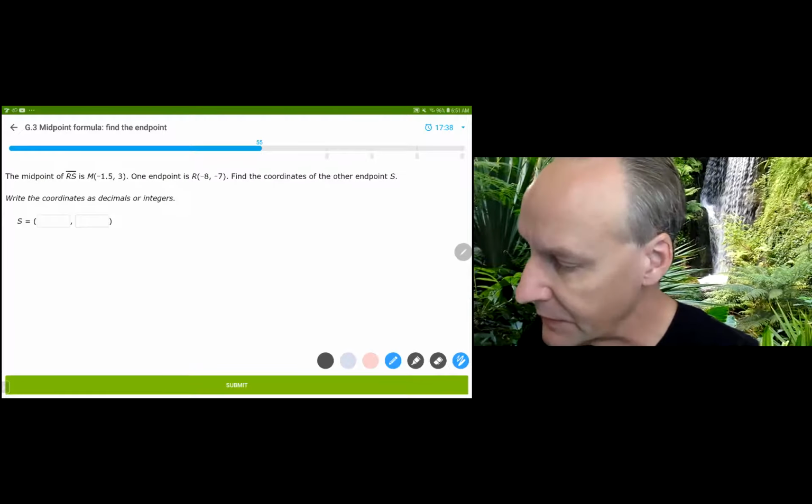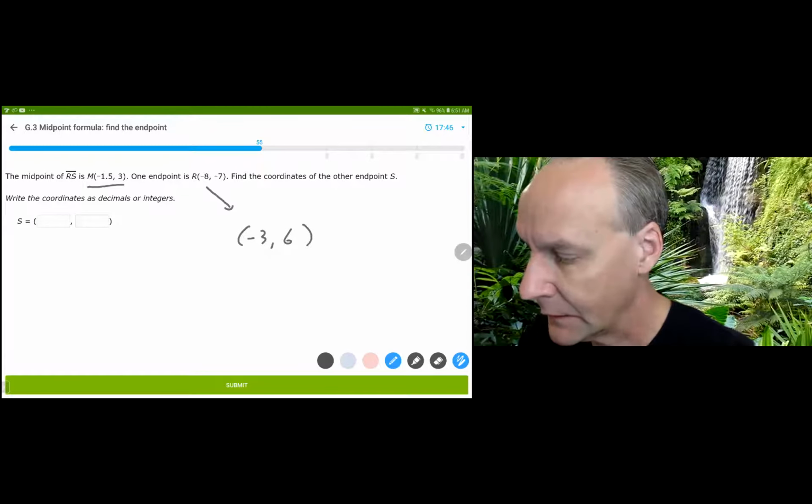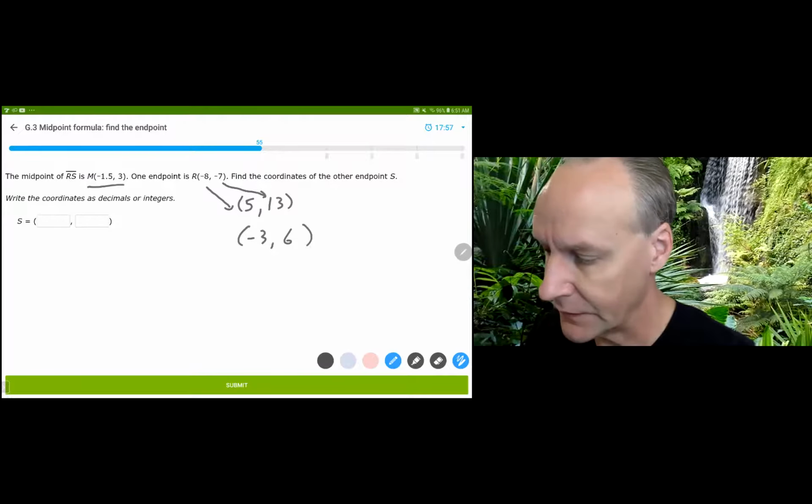So double my midpoint is right there. Double my midpoint is -3, 6. And I need to add 5 to -8 to get -3. And I need to add 13 to -7 to get 6. So my other point is 5, 13.